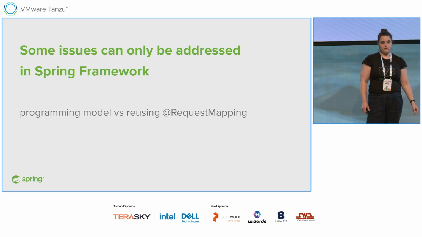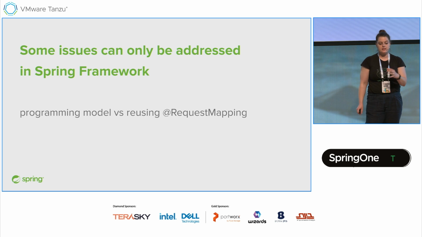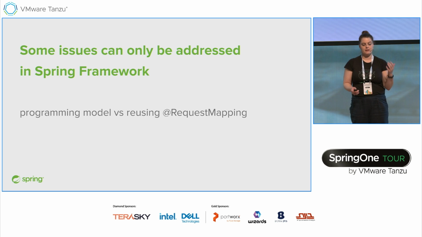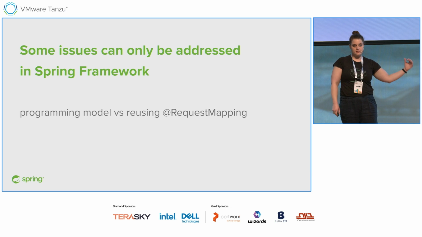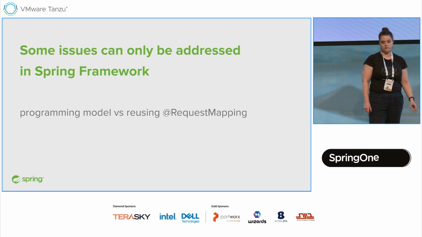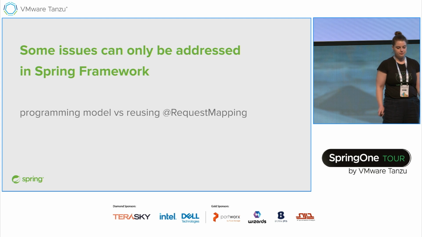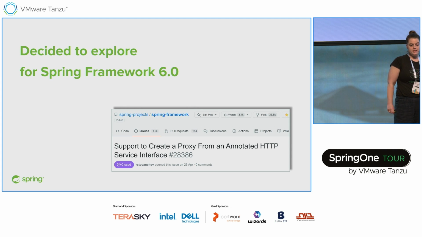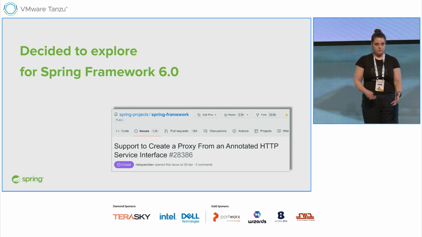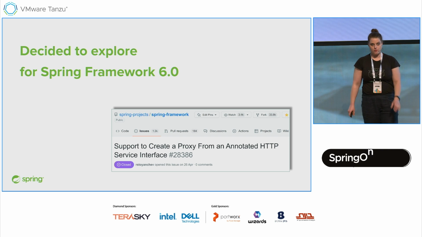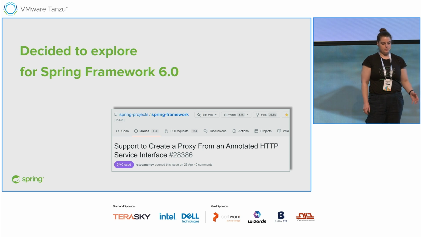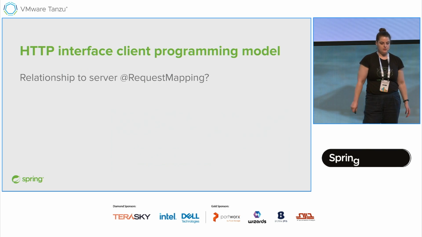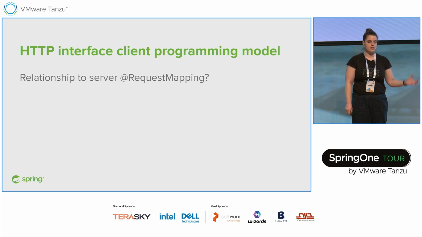Also, we thought that certain things, like rethinking the programming model, could not really be done in Spring Cloud. If we want to work with annotations, we should do this in Spring. That's the right place for it, where other annotations live. So we decided to explore the possibility of adding it for Spring Framework 6. We created a small intra-team group and started working on it. I would like to take you through the thought process that we had while working on it.